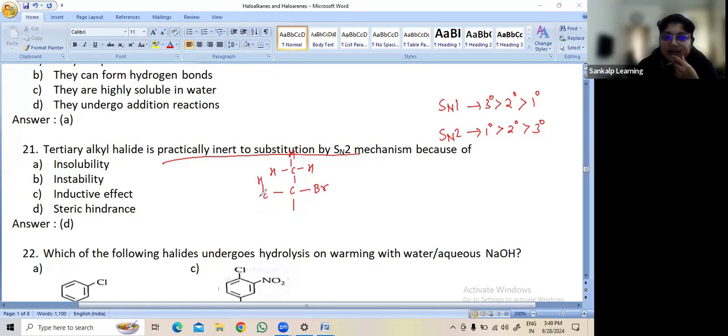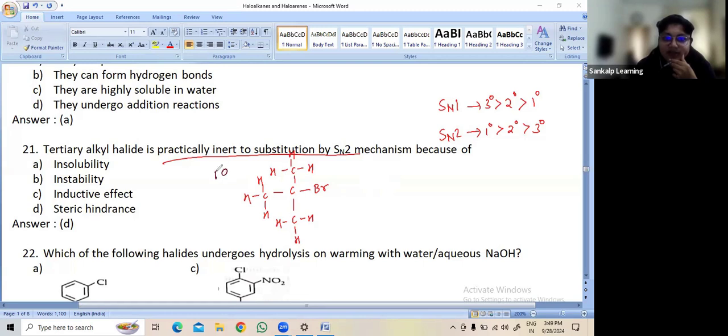Yes, can anybody tell me why the answer is D? I have not written any other structure. The same molecule, I have written the complete structure, CH3, in the complete form. Now this is your tertiary alkyl halide. Now I am going to do an SN2 mechanism on that.